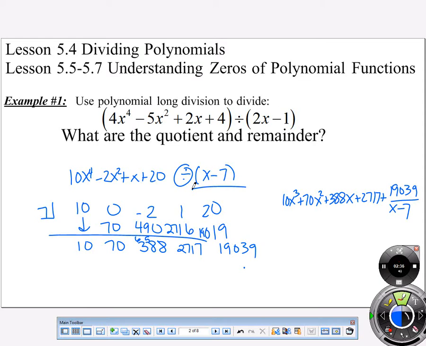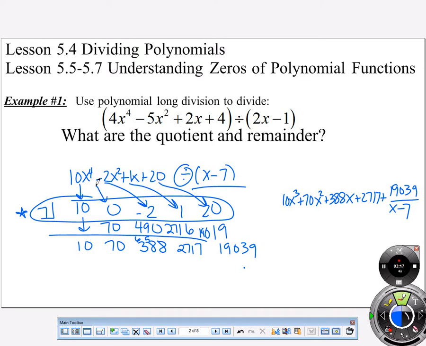Here was my setup to the problem, this line right here. Does anybody think they know where I got this information from? Dylan: It's the 10x to the fourth and then the x cubed. It's the coefficients. Good. So it's the coefficients of the terms of the polynomial I was dividing. Where is the 0 coming from? Austin? Good. There was no x to the third. We talked yesterday about having a placeholder. This was the placeholder that should go between those spots.